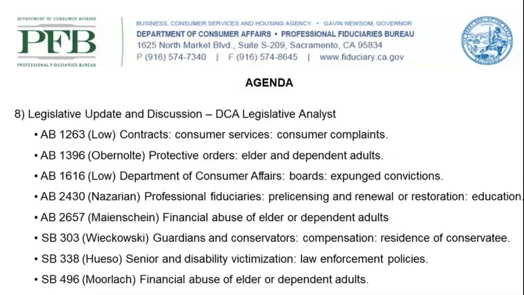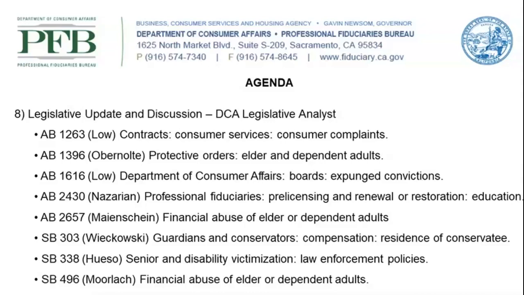SB 338 by Senator Wieckowski. This bill establishes the Senior and Disability Justice Act, which requires a local law enforcement agency that adopts or amends its policy regarding senior and disability victimization after April 13th, 2021, to include information and training on elder and dependent adult abuse. This bill was chaptered October 2019.